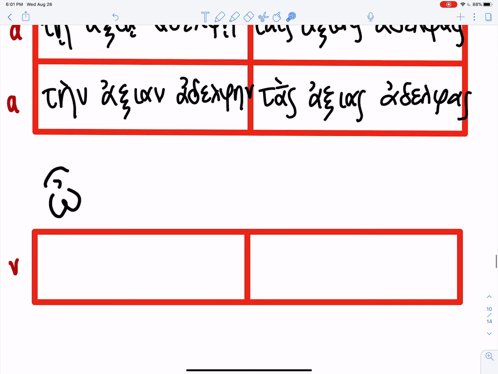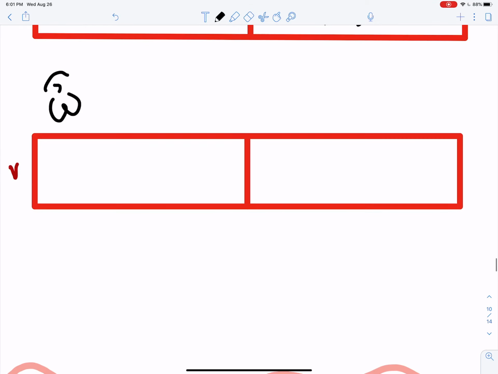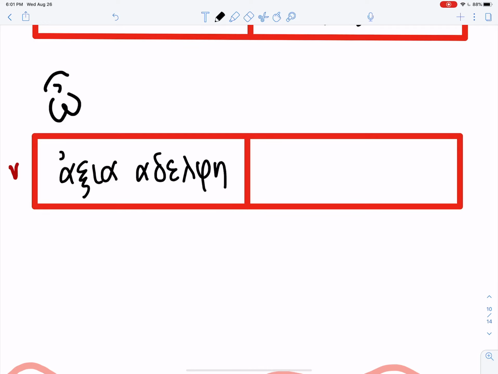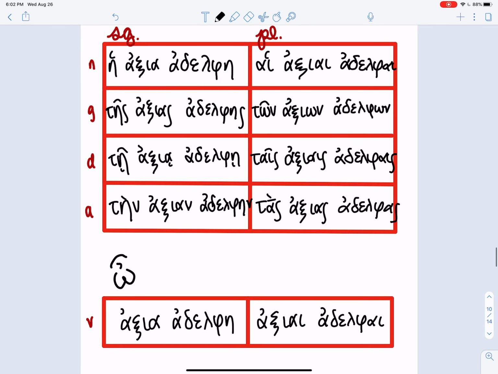And in the vocative, we get rid of that definite article because the form doesn't exist, and we get oxia, adelphae in the singular, and oxii, adelphi in the plural. Matches our nominatives exactly. Not too bad.